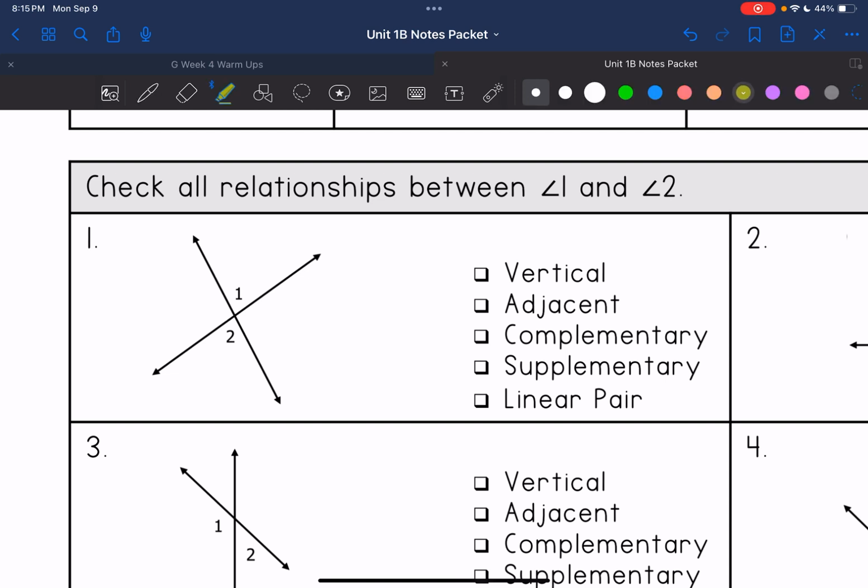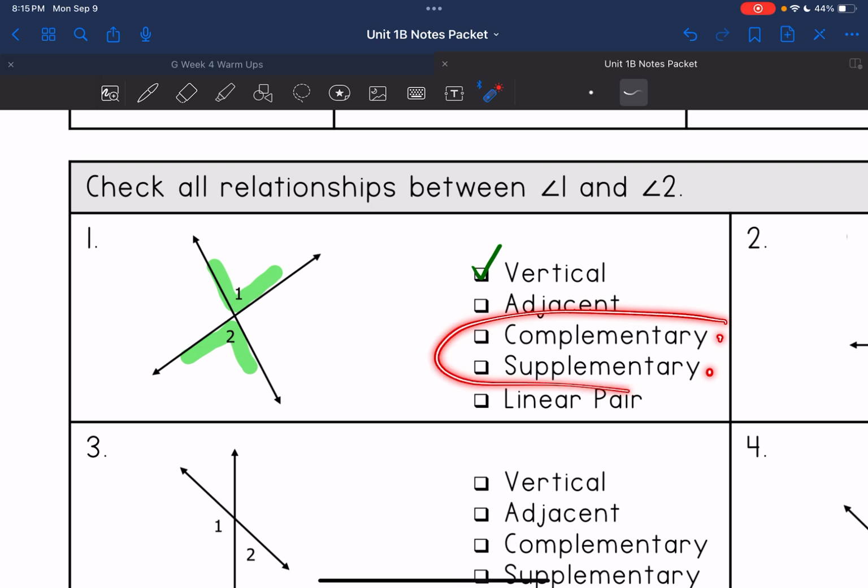Okay, and I like to color code or do markings or something. So here's angle 1, and then here's angle 2. So how are they related to each other? So vertical means, are they across from each other? Well, yes, they are. They're opposite, so they are vertical angles. Are they adjacent? Adjacent would be next to each other, so like here and here, but it's not that. So it's not adjacent. Complementary and supplementary both have to do with a number, so either 90 or 180. And none of these have any markings about their measurement, so I couldn't do any of those. And then linear pair would be like if they made a straight line, but they don't. So the only one that applies here is vertical.